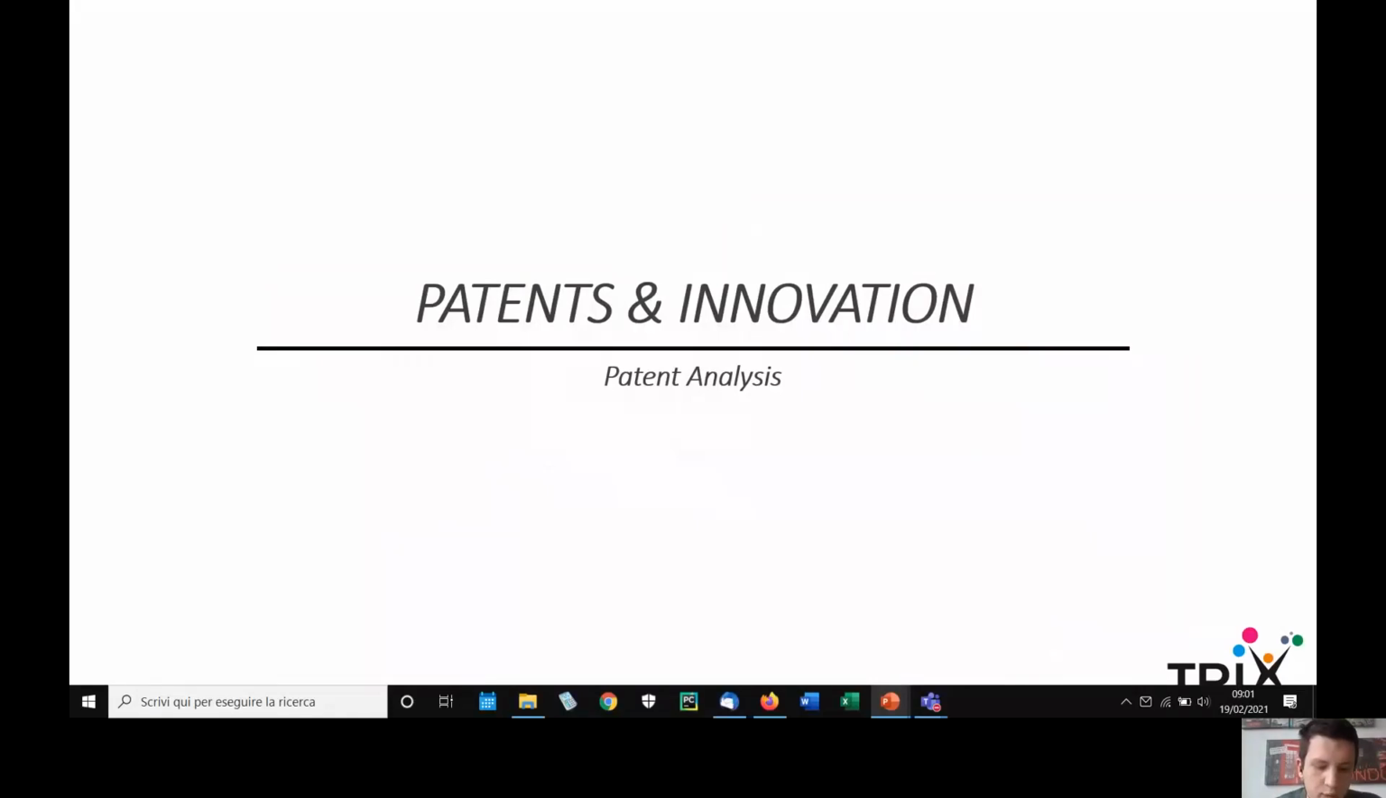In the previous modules, we have seen what a patent is and how it is searched in databases. Now I will show you very quickly what data can be extracted using commercial software, and then what are the advanced techniques based on artificial intelligence to extract other data from patents in a much faster and more accurate way.